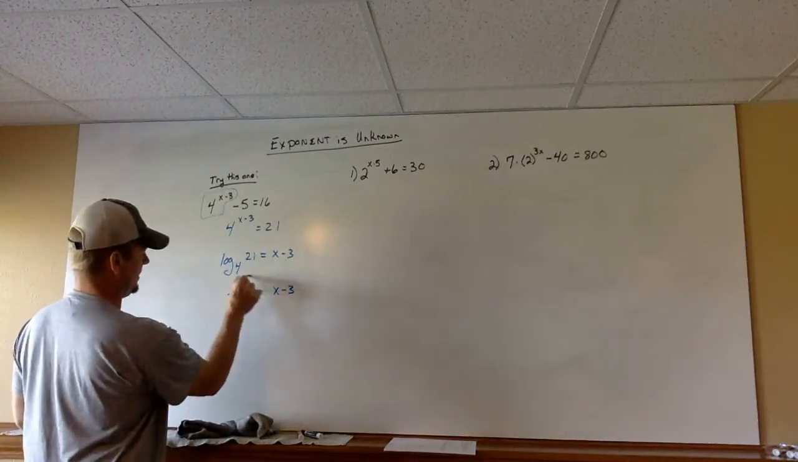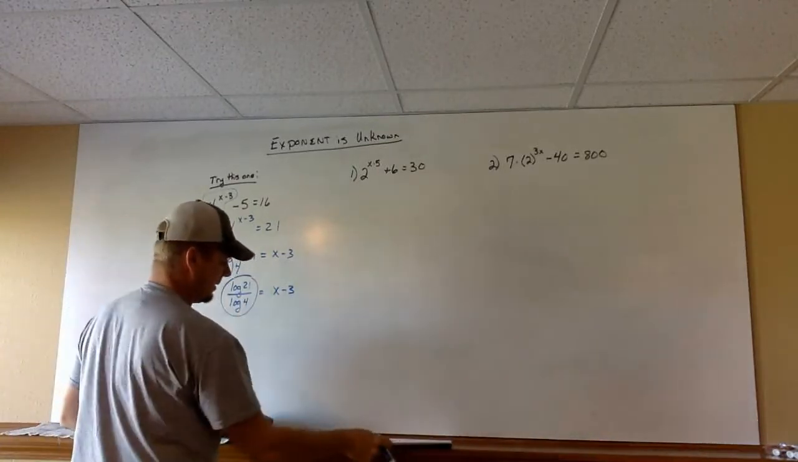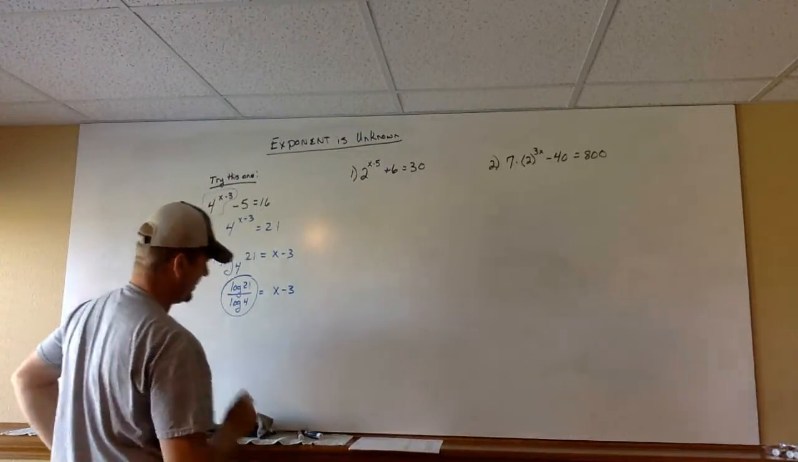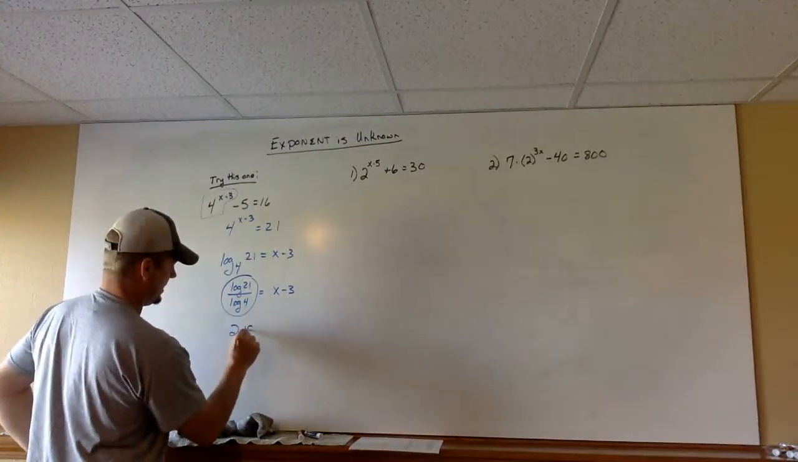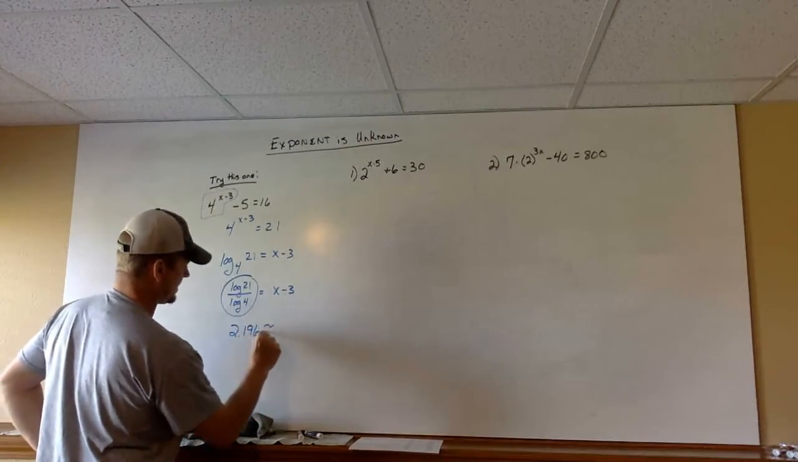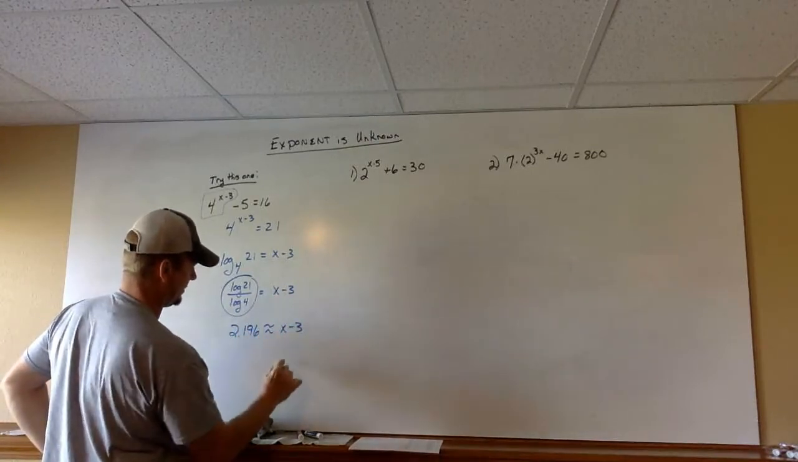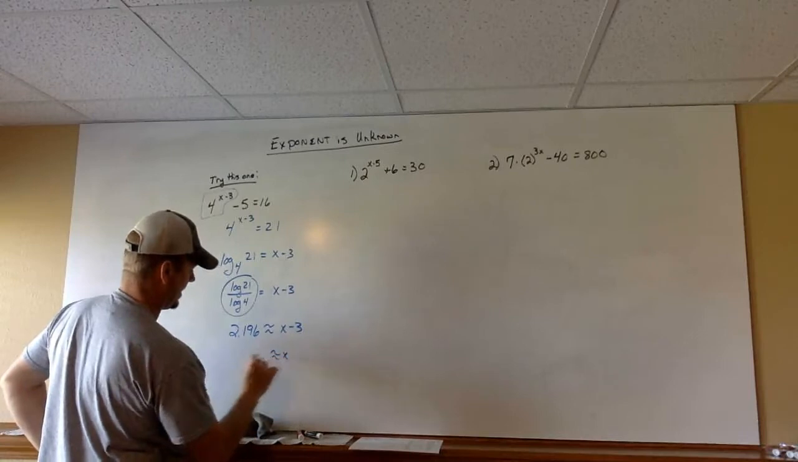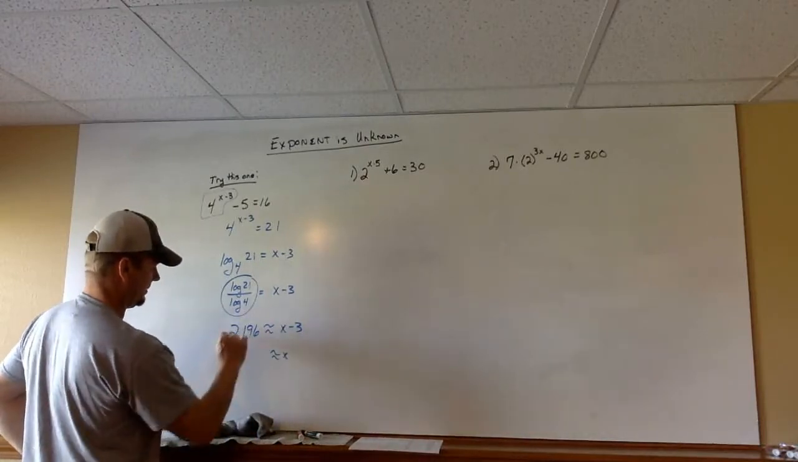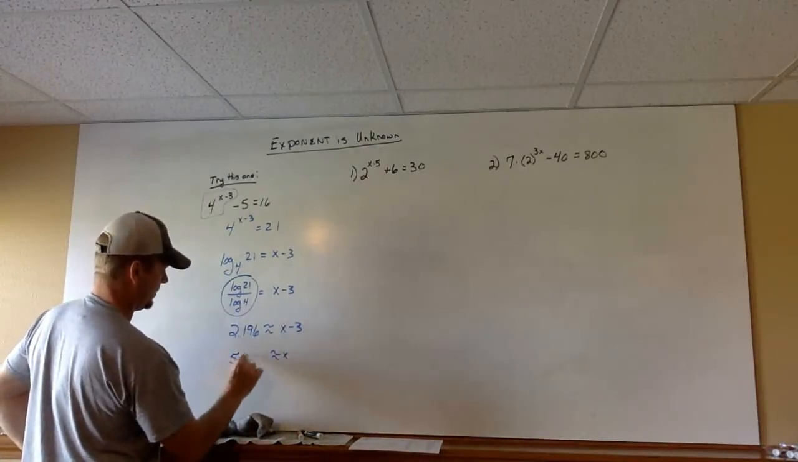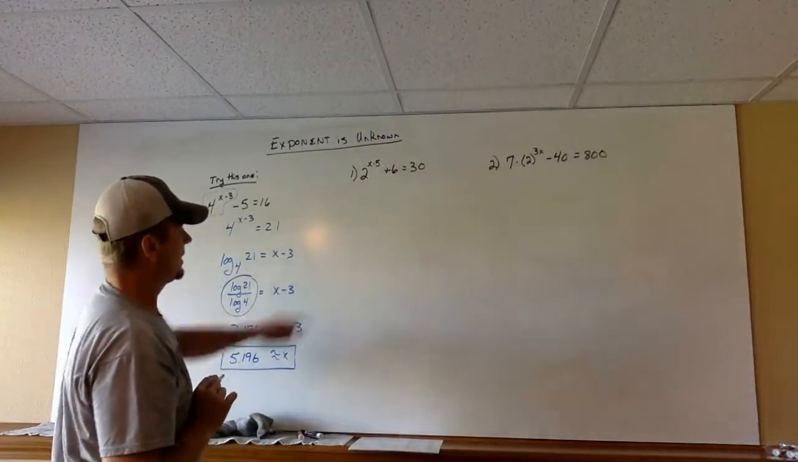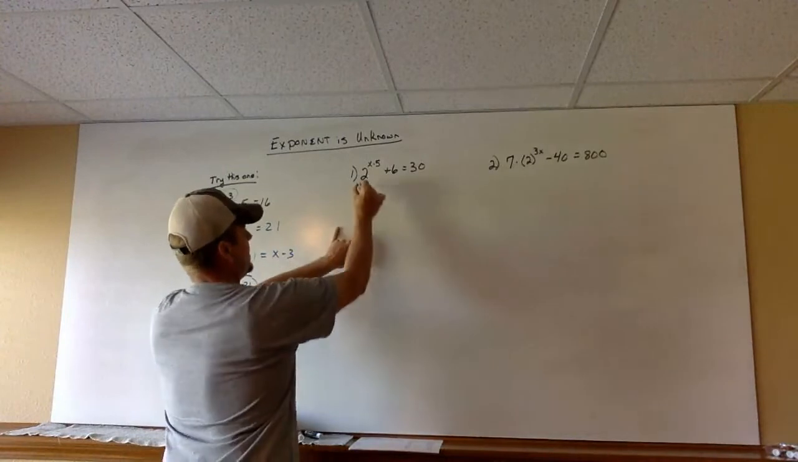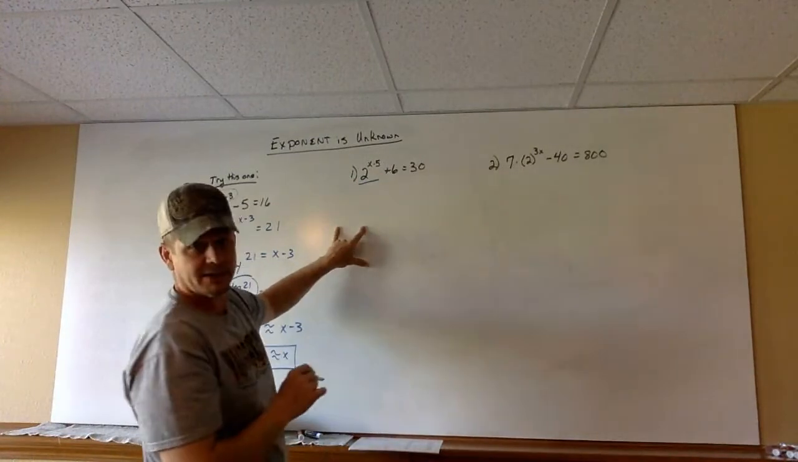Well, when you type this into your calculator, round it to 3 decimal places, we get roughly 2.196 is approximately what x minus 3 equals. So x has to approximately be, after I add the 3 across, 5.196. Okay.